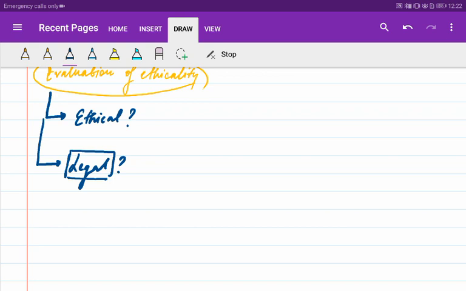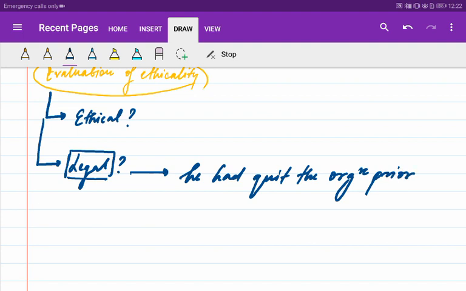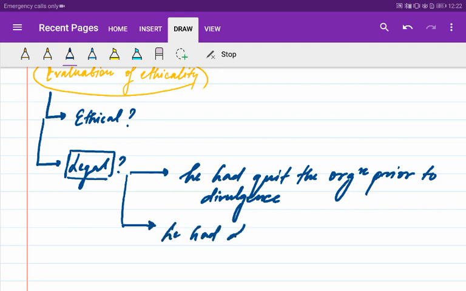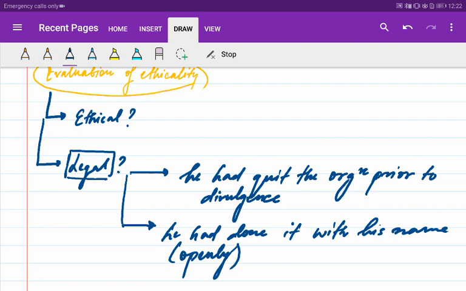So one argument that could be put forward is that he was well within his rights, the reason being that he had quit the organization prior to divulging such information. Similarly, he had done it with his name, or openly. So he had not done it anonymously. So his intentions are itself quite alright.